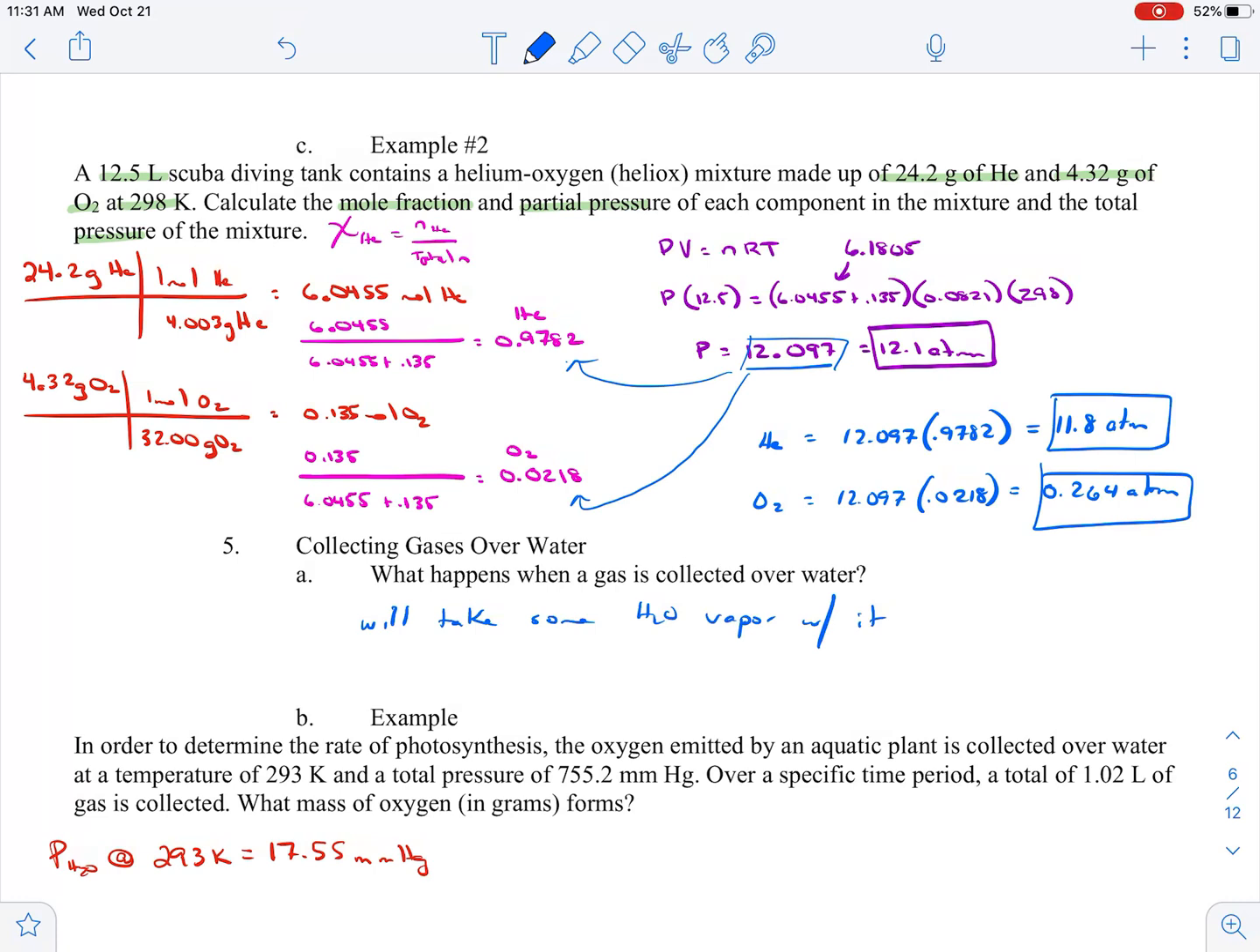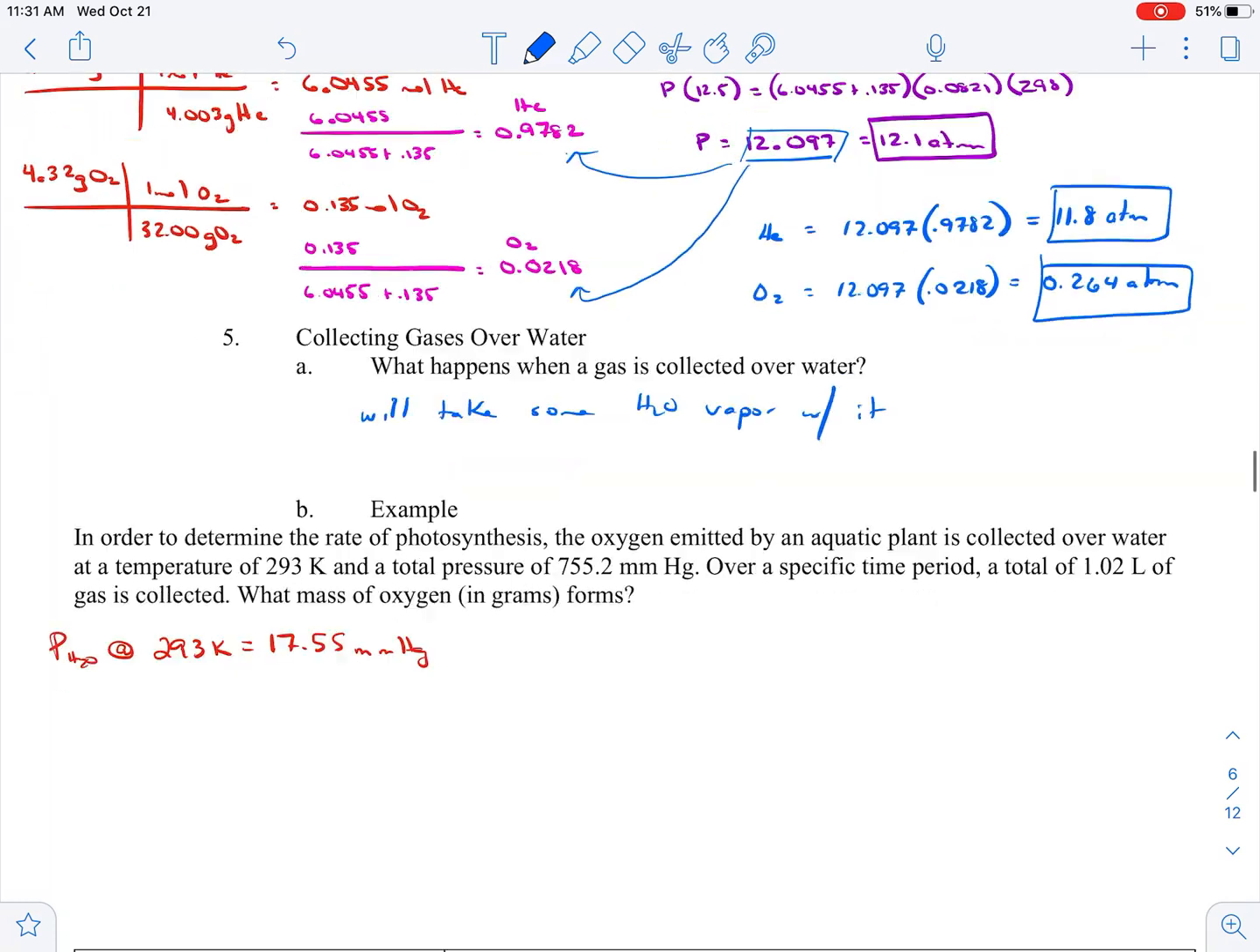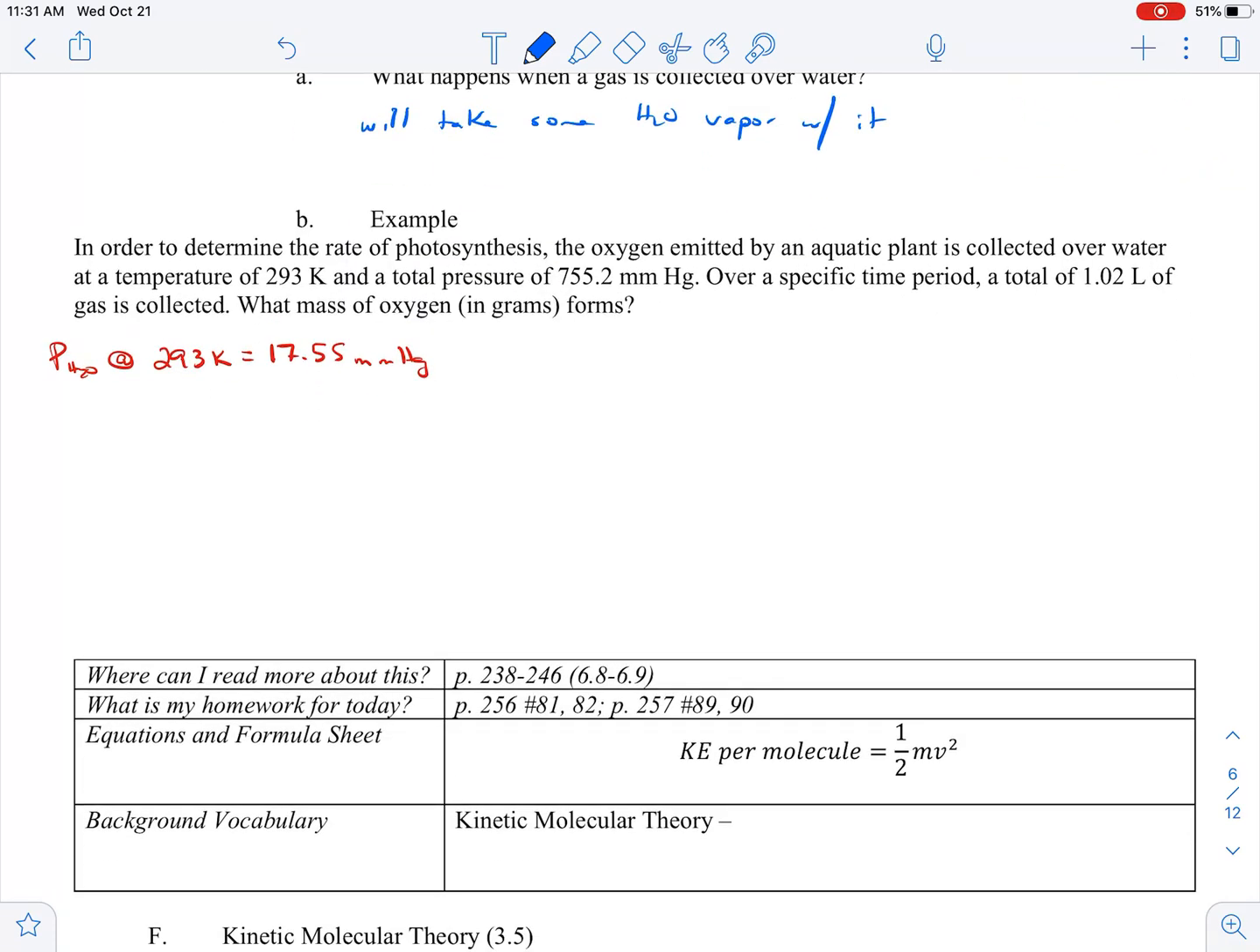So that's actually why we collect gases over water and not over something like alcohol or rubbing alcohol. So let's take a little peek here. This problem says, in order to determine the rate of photosynthesis, the oxygen emitted by an aquatic plant is collected over water at a temperature of 293 K and a total pressure of 755.2 mmHg. Over a specific time period, 1.02 liters of the gas is collected, and we're trying to figure out what mass of oxygen forms. So this goes back to Dalton's law, right?